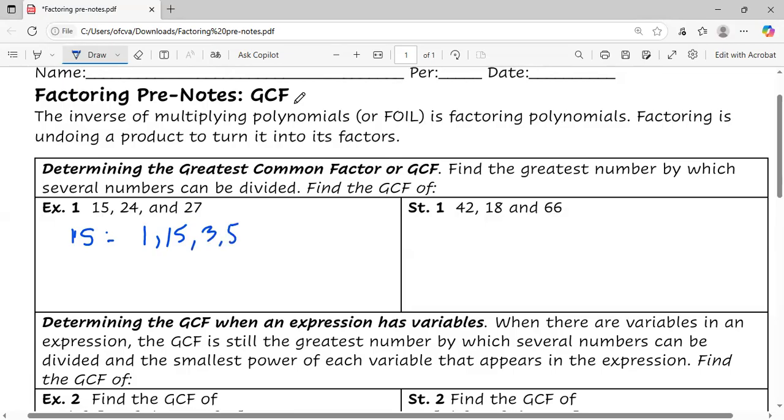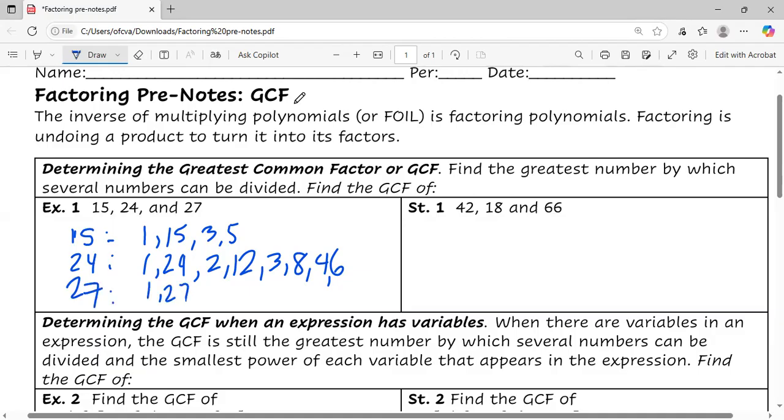For the number 24, you have 1 times 24. All we're doing is listing all of the pairs of numbers that multiply to give you the number you have as a sample. 2 times 12, 3 times 8, and 4 times 6. And then for the number 27, it's going to be 1 times 27 and 3 times 9.